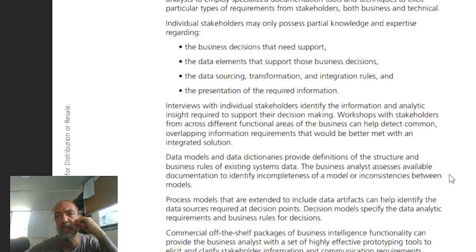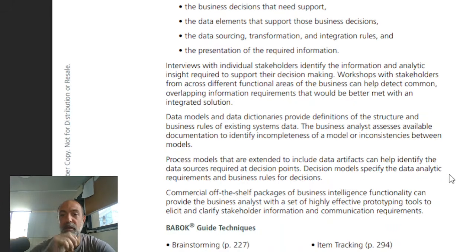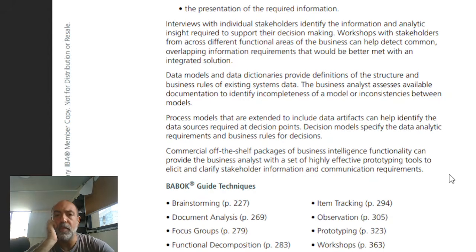Both business and technical stakeholders may possess only partial knowledge and expertise regarding the business decisions that need support, the data elements that support those business decisions, the data sourcing, transformation, and integration rules, and presentation of the required information. Interviews with individual stakeholders identify the information and analytics insight required to support their decision-making. Workshops with stakeholders from across different functional areas of the business can help detect common overlapping information requirements that would be better met with an integrated solution.